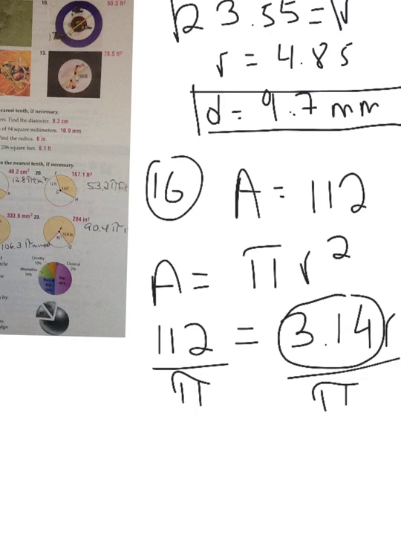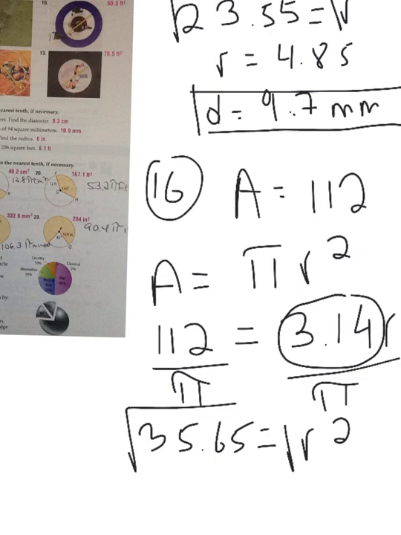My calculator says 2 decimal places. The textbook, I believe, says to round the answer to the nearest tenth. So I'm not following directions, that's fine. I will keep 35 and 65 hundredths. So 35.65 equals r squared. And how do you get r by itself? Square root. If you take the square root of both sides, the answer is 5.97.